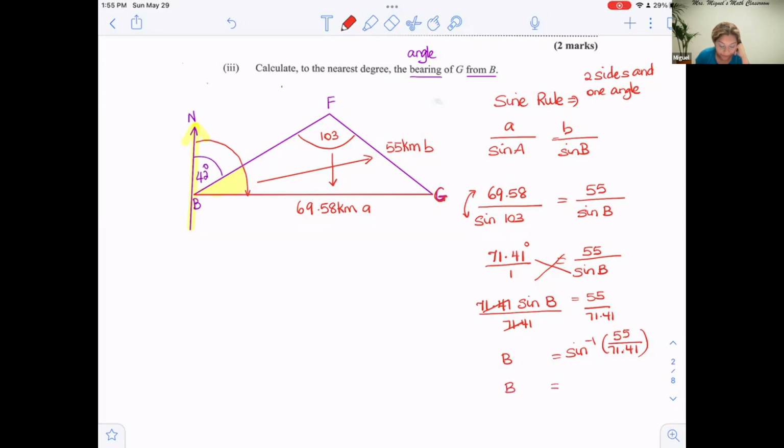B is equal to 50.37. So this angle here is 50.37. So the bearing is 42 degrees plus 50.37. Work it out.